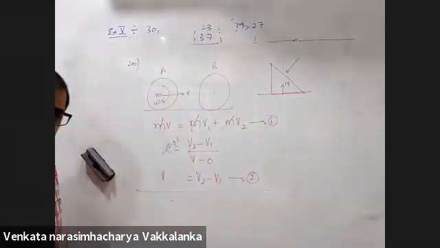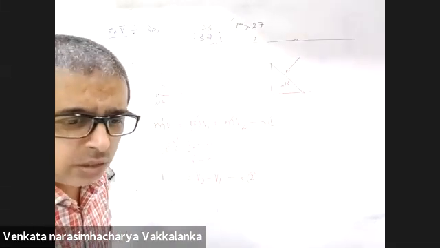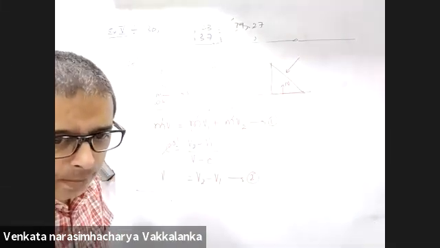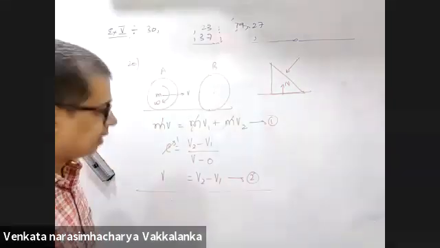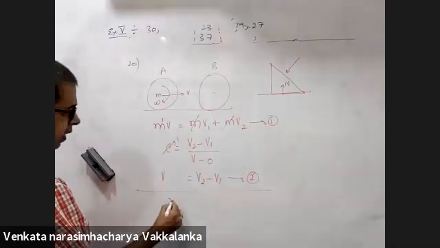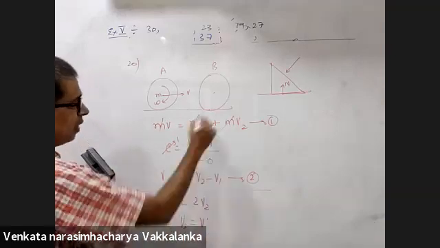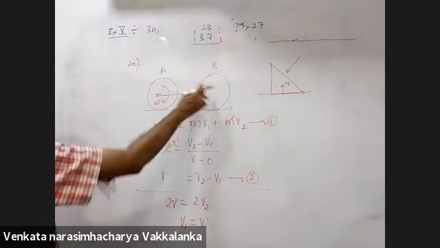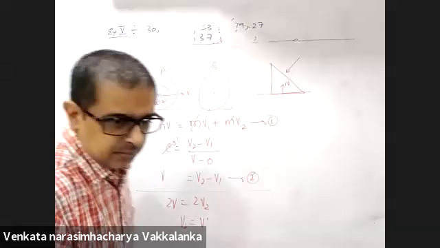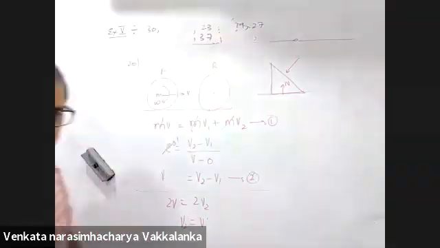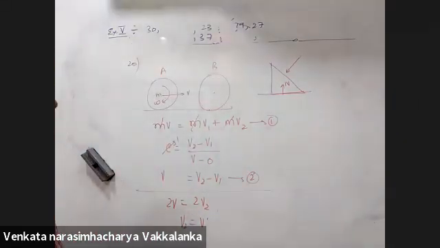Friction will be non-impulsive. There is no friction between the two spheres, yes or no? Yes, sir. So 2v is equal to 2v2, so v2 is equal to v. They are exchanging velocities. Now, the velocity of each sphere after it has started rolling uniformly.